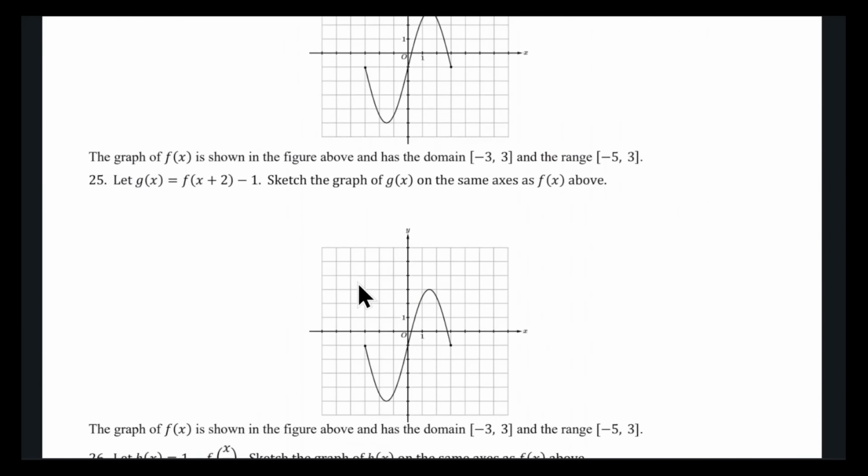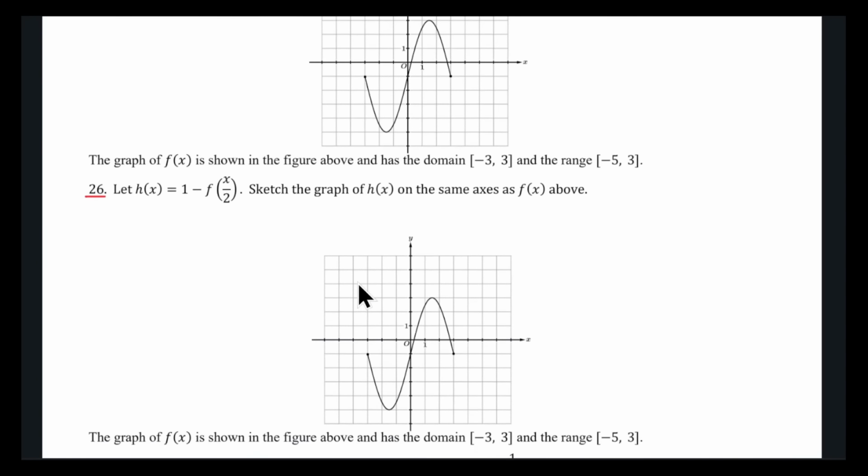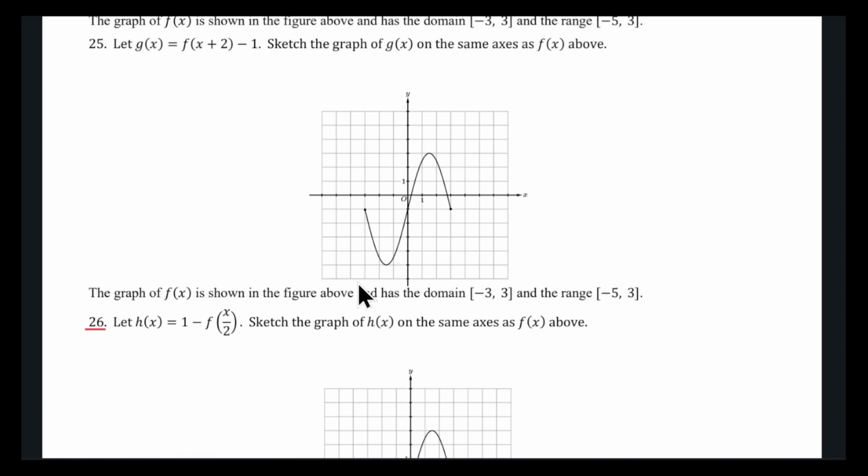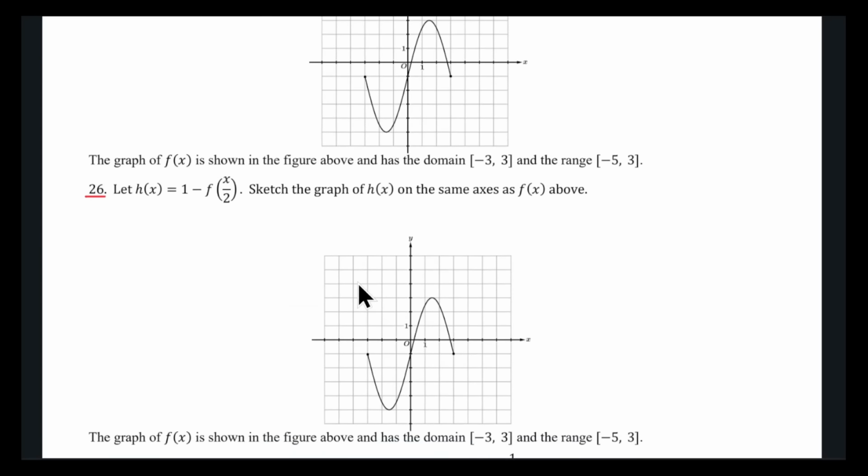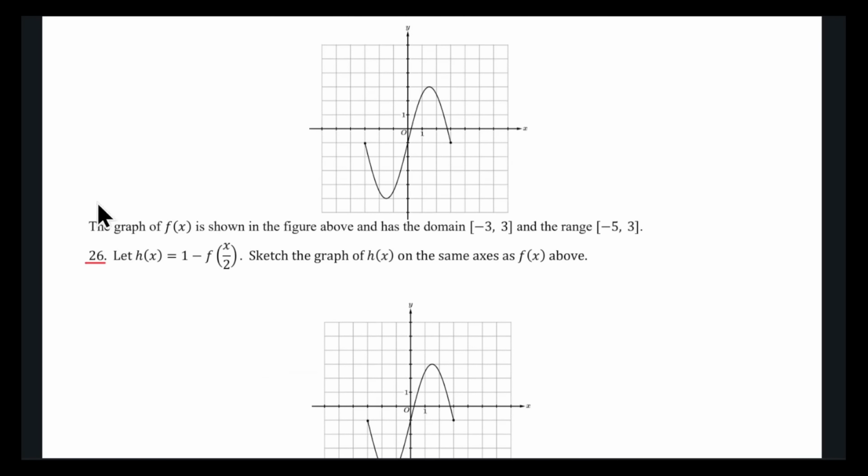Okay, let's try one last question over here. I'm going to try question 26 because this time I have the reflection of the x-axis. That's why I chose this one. So the transformations that we have is first I have a reflection over the x-axis because of this negative. Then dilation, horizontal dilation by a factor of 2, so it becomes 1 over 2, and then it goes up by 1 because of this plus 1 over here.